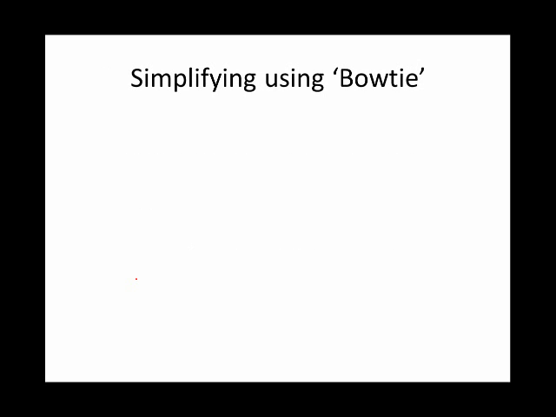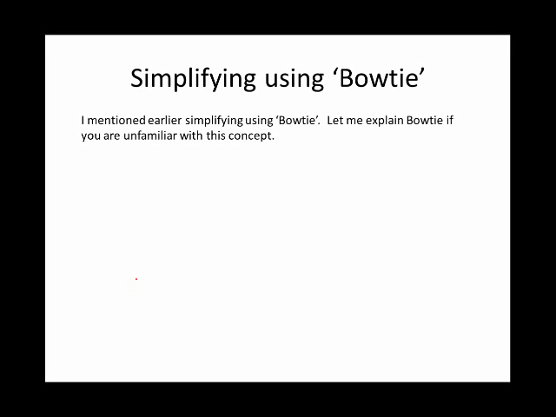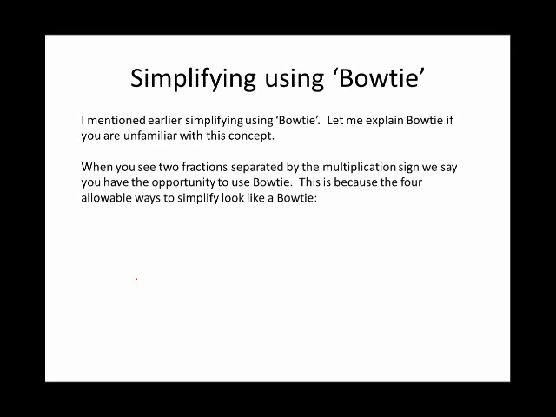Now, I mentioned bow tie earlier, and I know some of you are not familiar with it, so let me try and explain it to you. So, here's what it is. When you see two fractions separated by the multiplication sign, we say you have the opportunity to use bow tie. And this is because the 4 allowable ways to simplify look like a bow tie.